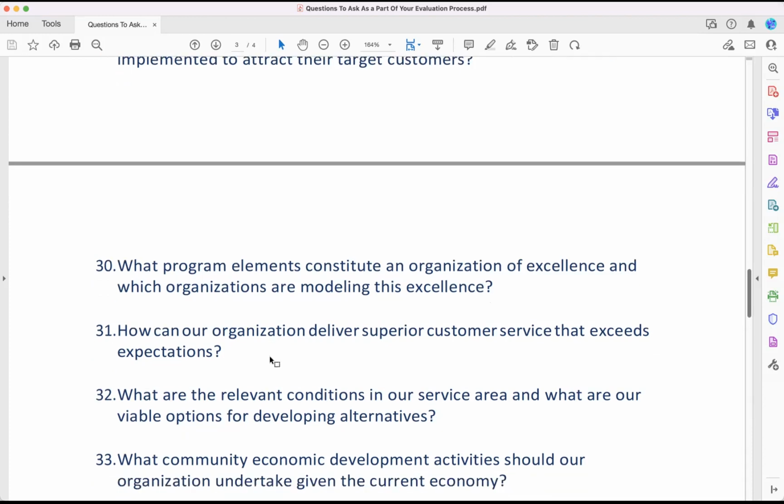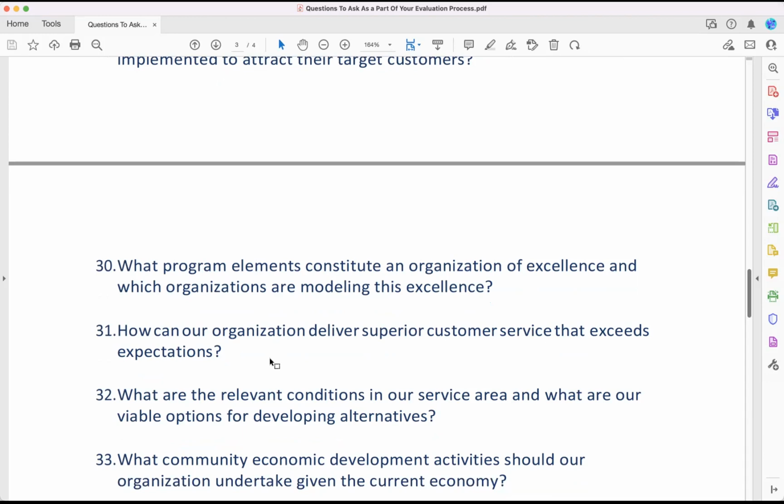Something else you want to evaluate is how can our organization deliver superior customer service that exceeds expectations? Again, think about times when you've received really, really great customer service. What was it about it that made it so great? And then try to implement that into your organization.